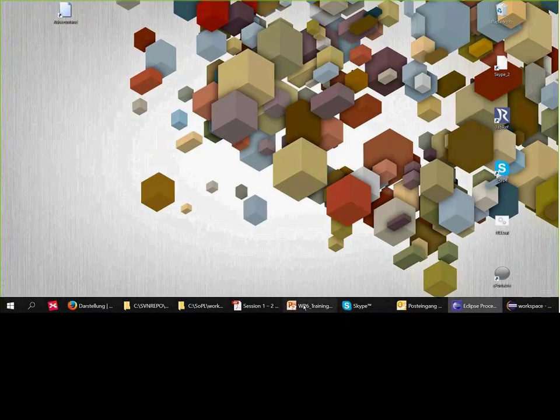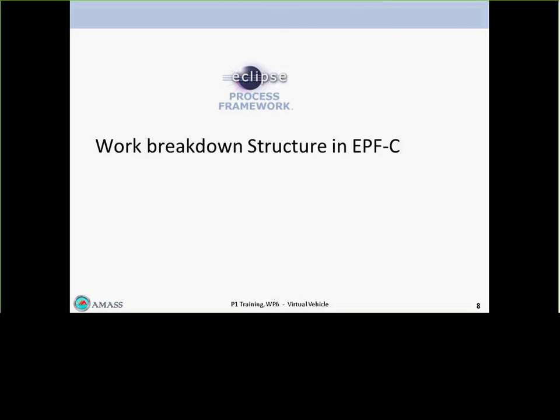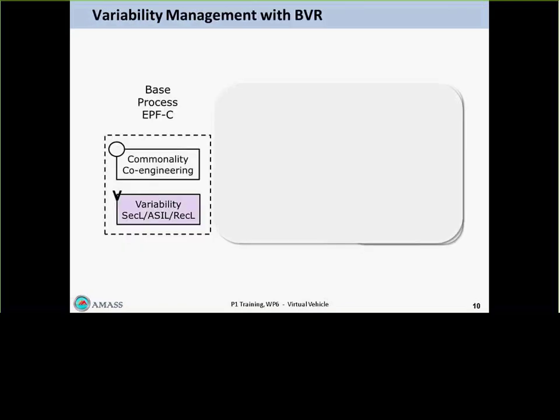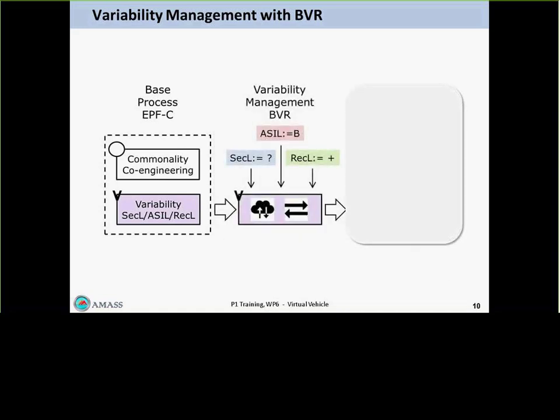So we will go to the variability management part. In this, I will show how to remove this FTA activity. Now we have the EPF-C process, which is a base process which contains all available methods. Now we go to the variability management with the PVR tool.